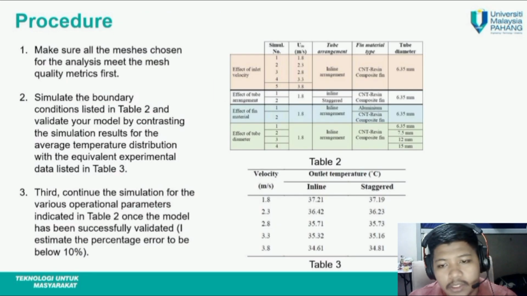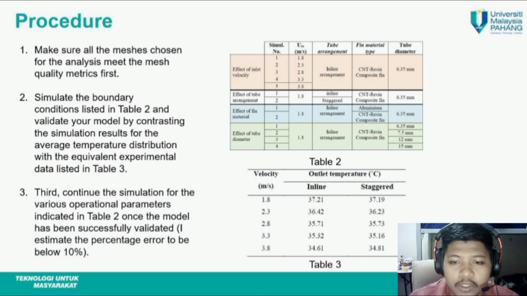For the procedure, we make sure all the meshes chosen for the analysis meet the mesh quality metric first, to ensure that the simulation results are not changing with different mesh values. Execute a mesh independence test using at least 5 distinct mesh sizes. Additionally, make sure that the meshes near the walls are smaller than those farther from the walls. Then after choosing the proper grid size, simulate the boundary conditions listed in table 2, and validate the model by contrasting the simulation result for the average temperature distribution with the equivalent experimental data listed in table 3.